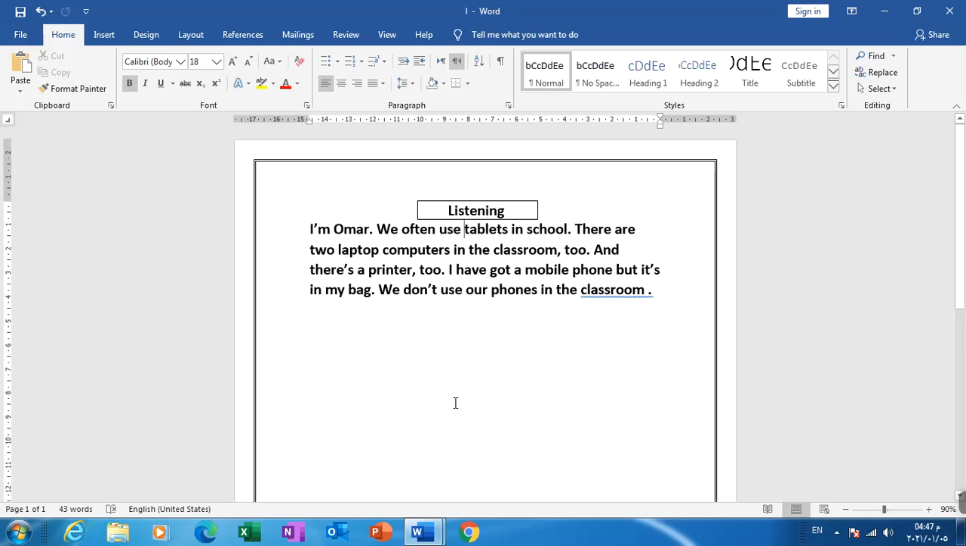I am Omar. We often use tablets in school. There are 2 laptop computers in the classroom too, and there is a printer too. I have got a mobile phone, but it's in my bag. We don't use our phones in the classroom.